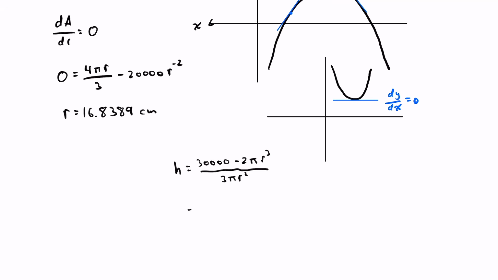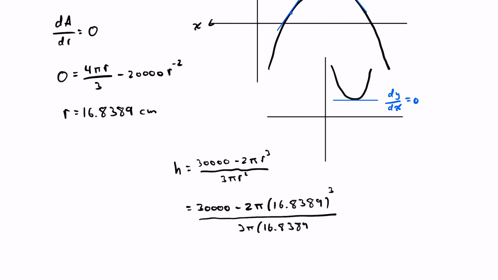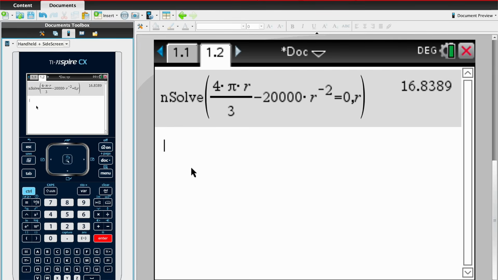So what is h equal to? 30,000 minus 2 pi, and then this is, I'm going to keep all the decimal places. Usually you want to round to 3 significant figures only at the end of a question. So let's keep as much accuracy as we can. 16.8389 squared. Okay, let's go ahead and go back into the calculator and work this out.